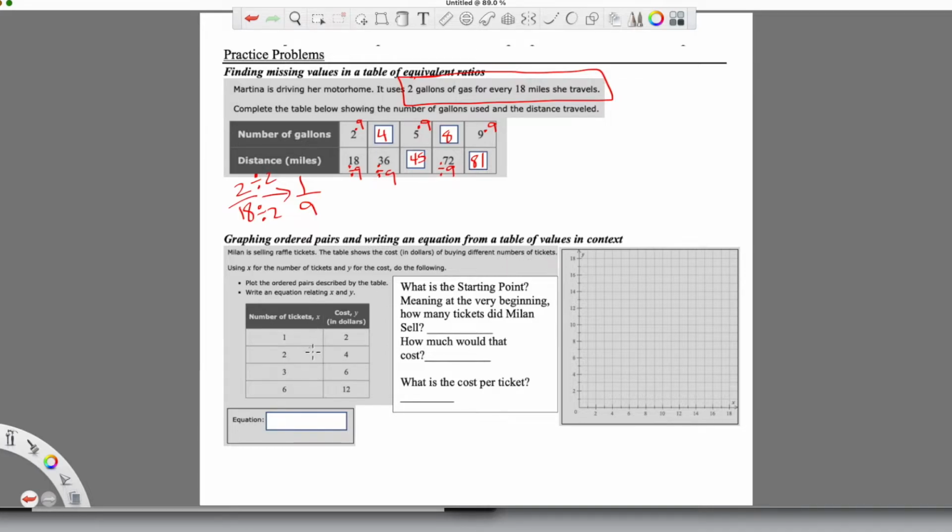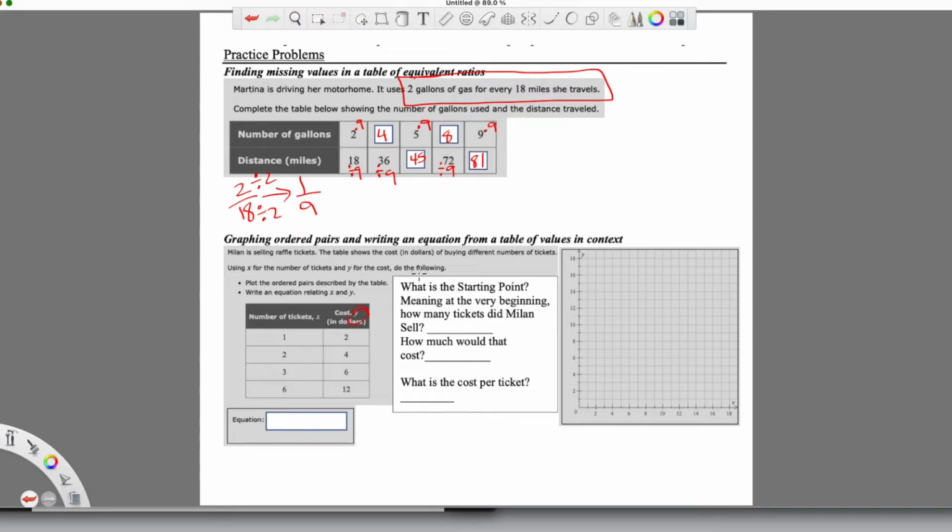So here are the number of tickets. I buy 1 ticket, 2 tickets, 3 tickets, 6 tickets. And here's the cost for those. If I buy 1 ticket, it costs me $2. If I buy 2 tickets, it costs me $4. So it gives me this kind of relationship here. It even tells us a little bit more, using X for the number of tickets, so I can see that here, and Y for the cost.